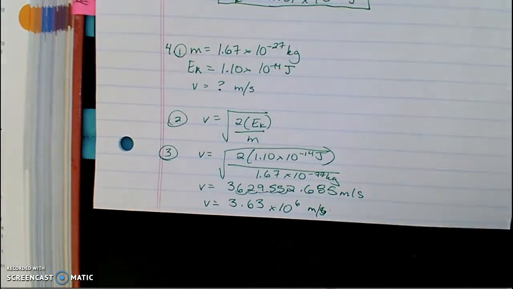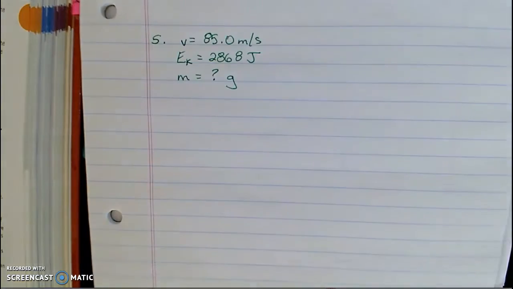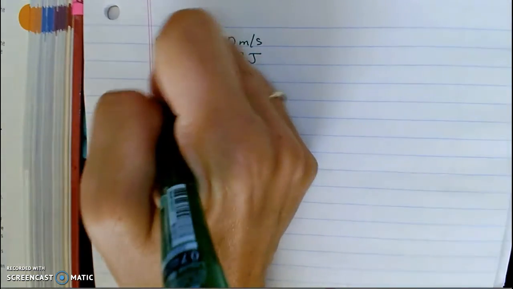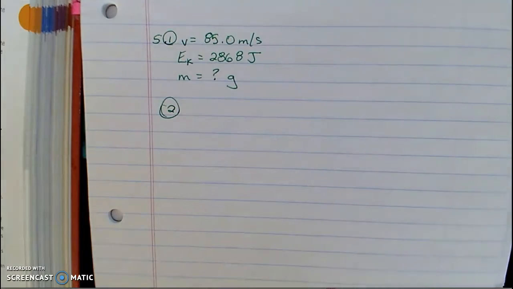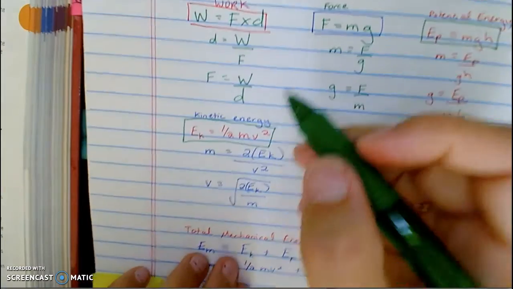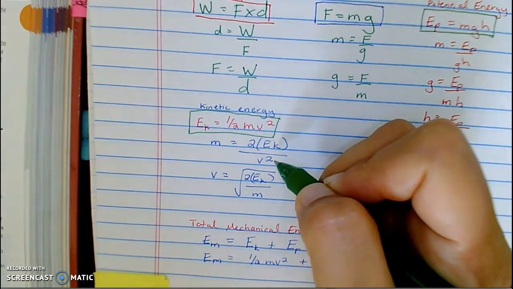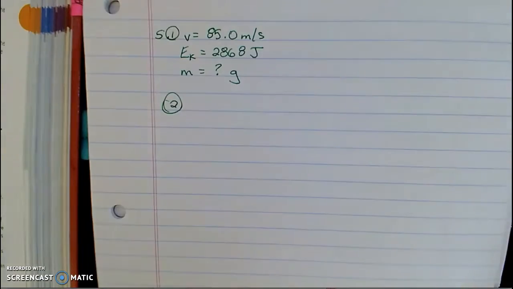Okay, 10:07, 10:08. Let's see if we can get this last one done in 4 minutes, 5 minutes. Question 5, listing variables. We did that. Question 2, put formula. Okay, we're going to use this one now. Mass is 2 times kinetic energy divided by v squared. We're going to not forget our squared part.